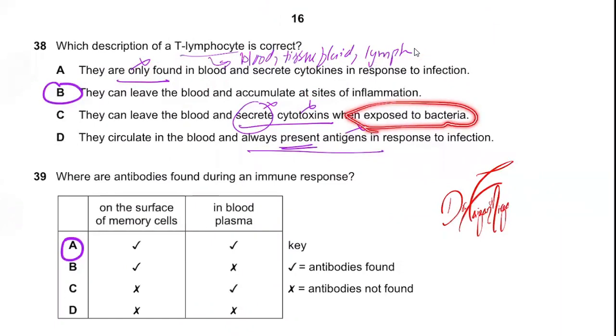And when they are exposed to bacteria, no, when they are exposed to the antigen presenting cells. They circulate in blood and always present antigen. No, they do not present antigen. The antigens are presented by either antigen presenting cells, which are monocytes, macrophages, or infected cells of the body.